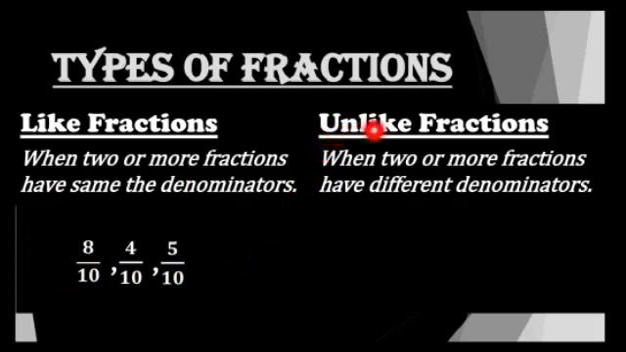Now we'll see the unlike fractions. When 2 or more fractions have different denominators, okay children, these are called unlike fractions. Example, 8 by 7, 4 by 8, 5 by 4. So here we can see that 8 by 7, 4 by 8 and 5 by 4, the denominators are not the same. That's why these are examples of unlike fractions.